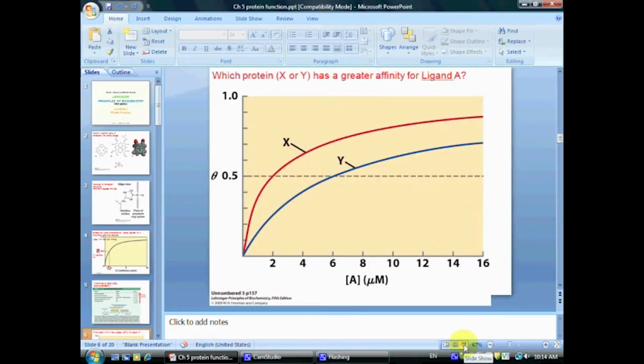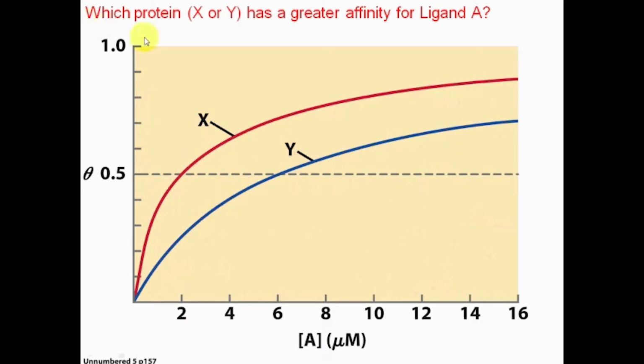Ooh, I should maximize this. Okay. So we've got protein X and protein Y. And we've got a concentration of ligand right here. So which protein, X or Y, has the greater affinity for ligand A, for this ligand? So the answer would be X.